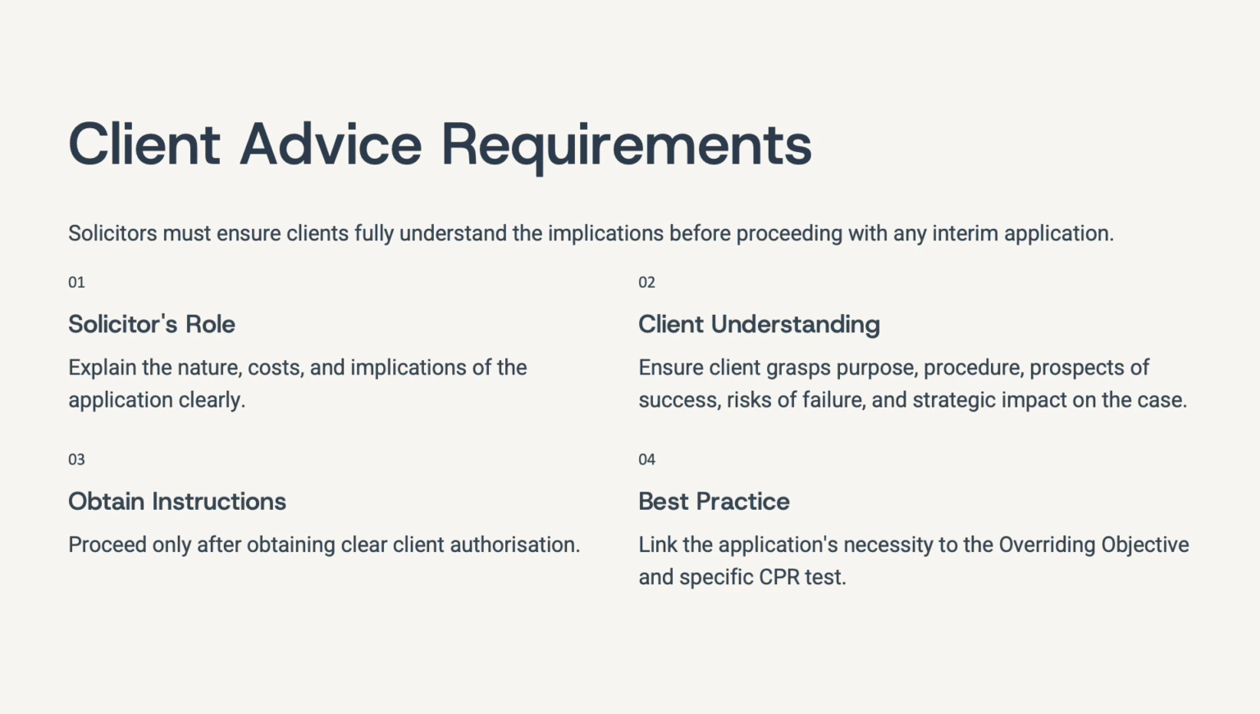Now, how are applications decided? They can be determined either on paper or at a hearing. A paper determination means the judge reads the application and the written evidence and decides without a hearing. It is perfect for straightforward issues, or when you would rather not risk talking yourself out of a win.